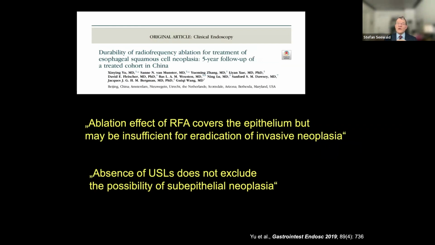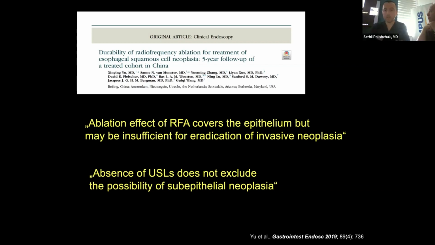And then we also have the problem in the follow-up. We cannot use Lugol solution anymore, because the absence of unstained Lugol areas does not exclude the possibility of subepithelial neoplasia. So radiofrequency ablation cannot be recommended for the treatment of early squamous cell cancer.